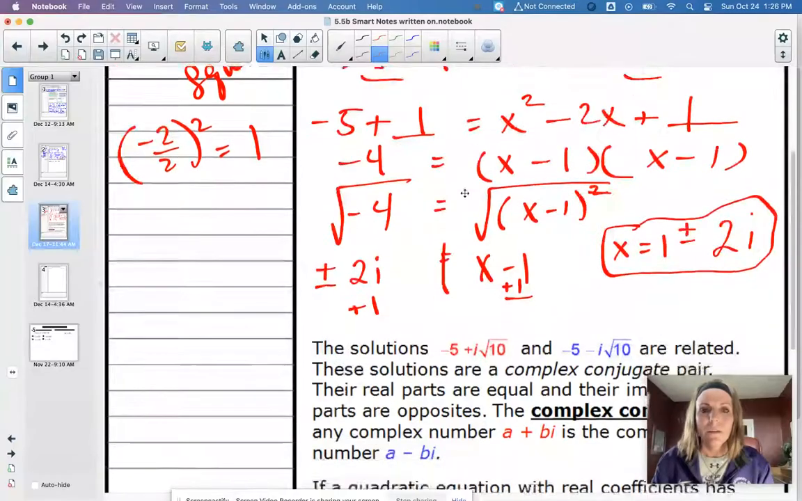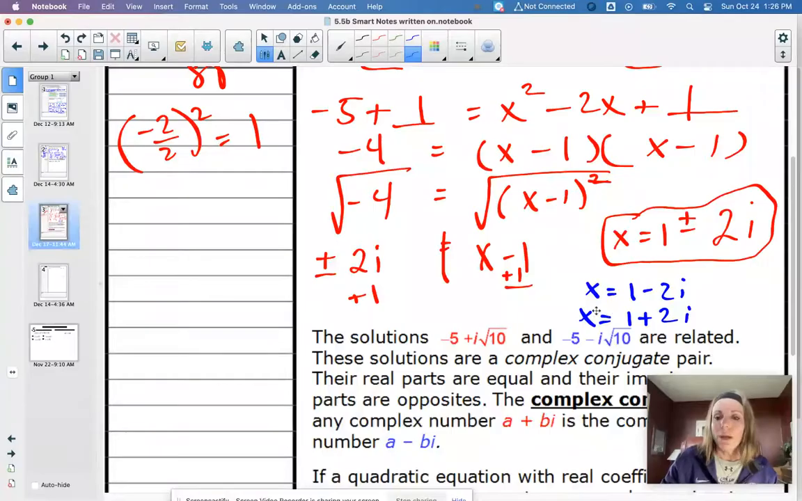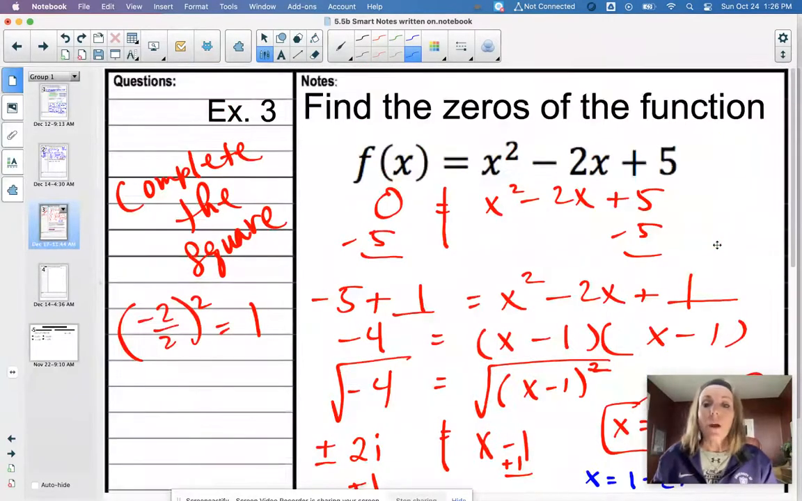Again, that is 2 answers. 2 zeros. You do not have to write what's in blue. Writing what's in red is just fine. 1 plus or minus 2i. We can't add these together because the 2 has an i attached. It's a complex number. We have the real part. We have the imaginary part. We just found the zeros.